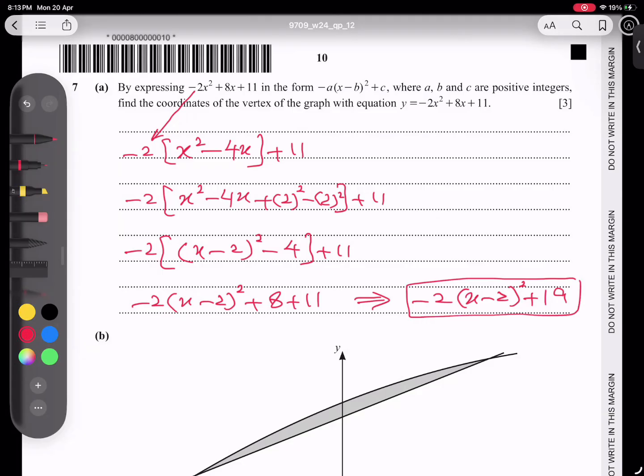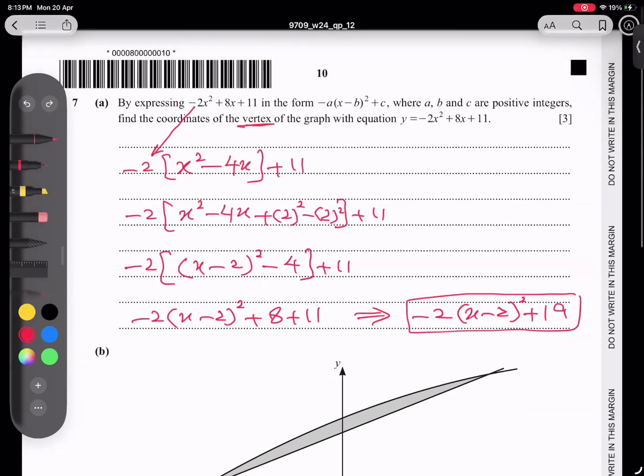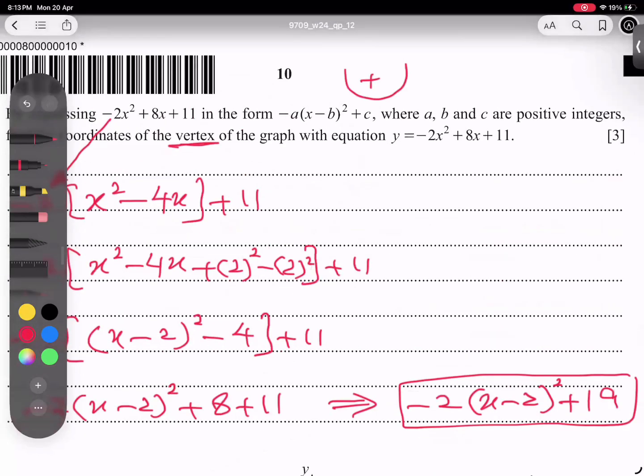And he is asking a few more parts here. At the same time, he is asking for the vertex coordinate. What is a vertex? You know very well there are two ideas: with positive x square we have this curve, and with negative x square we have this curve. The turning point is basically called the vertex.